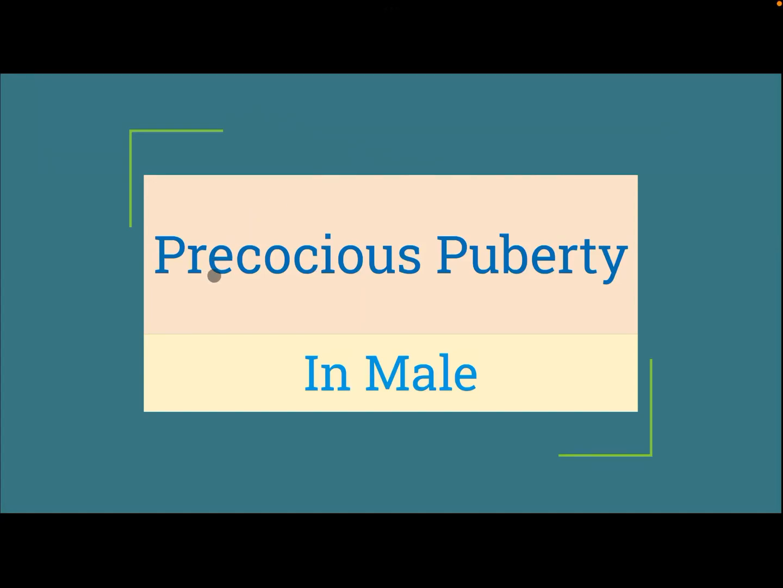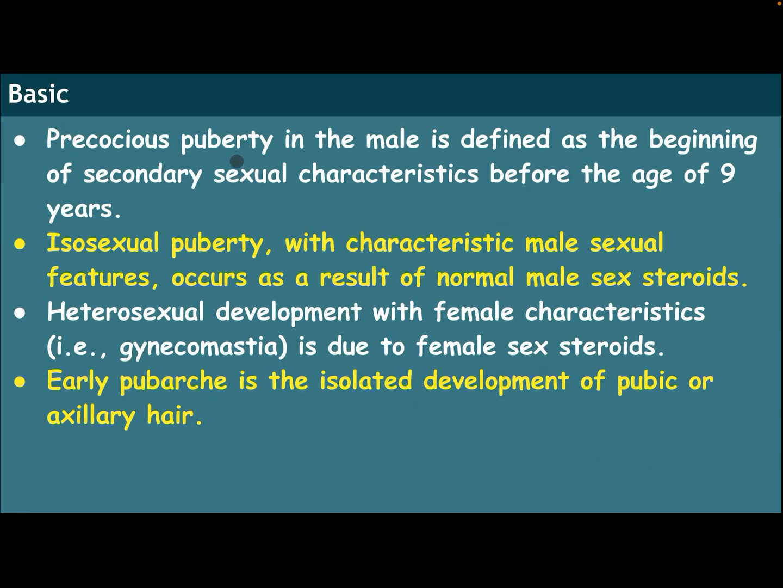Hi everyone, our subject today is precocious puberty in male. Basics. Precocious puberty in the male is defined as a beginning of secondary sexual characteristics before the age of 9 years. Isosexual puberty with the characteristic male sexual features occurs as a result of normal male sex steroid. Heterosexual development with the female characteristics like gynecomastia is due to female sex steroid. Early puberty is the isolated development of pubic or axillary hair.